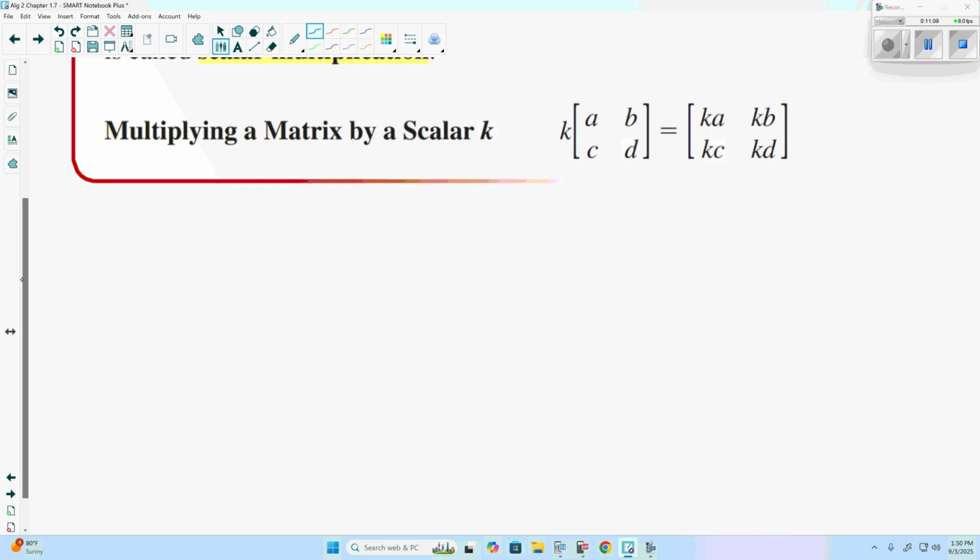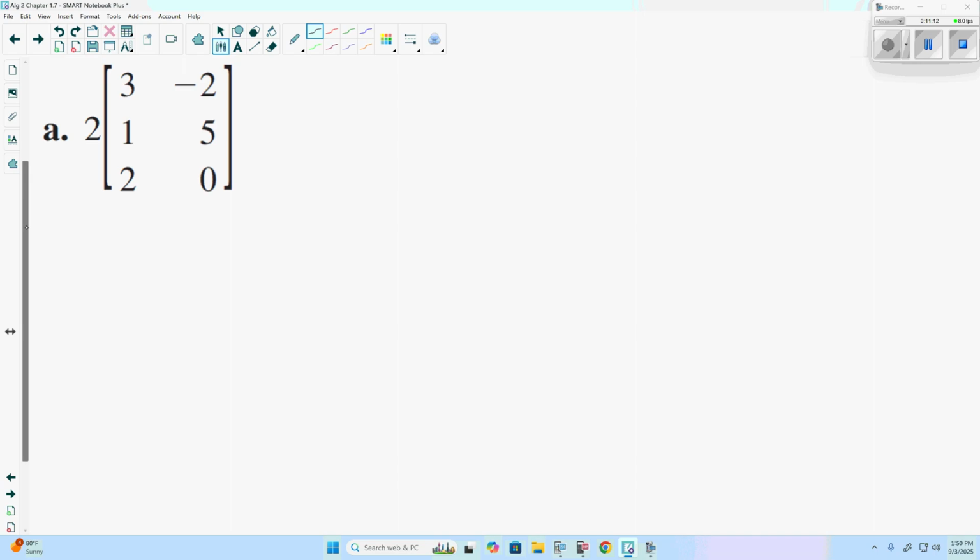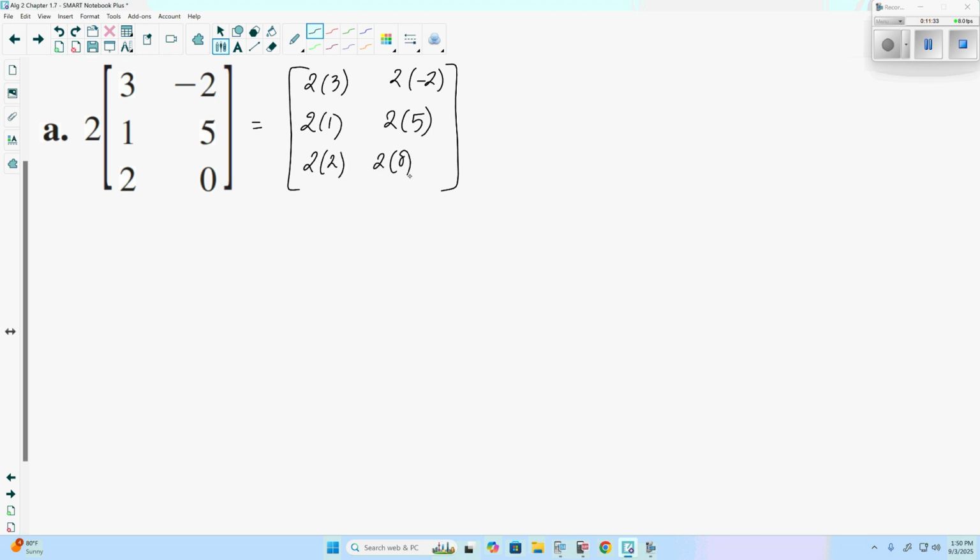So if we look at this first example, the scalar for this problem is what? 2, which means we're going to multiply every element, every number in this matrix by 2. So I'll have 2 times 3, 2 times negative 2, 2 times 1, 2 times 5, 2 times 2, and 2 times 0. All we're going to do is multiply everything by 2. If it was, say, negative 2 in front of it, we'd multiply everything by negative 2.